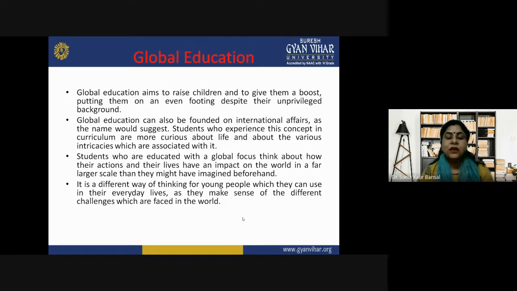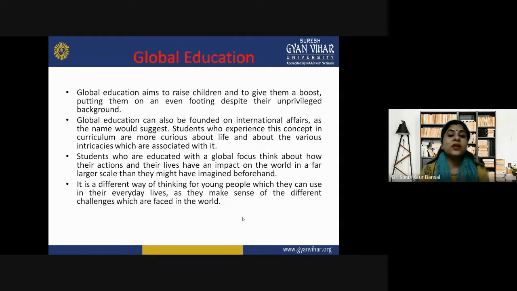Now, students, let's have a concept of global education. We cannot deny the need of global education in today's scenario, when the child is actually not in his or her shell only. Global education aims to raise children and give them a boost, putting them on an even footing despite their unprivileged backgrounds. So whatever education is being provided to the students, students must think of it in a global way. We have a concept of global society. We are not only thinking about our own family, district, city, state, or nation, but we must think about the international platform.